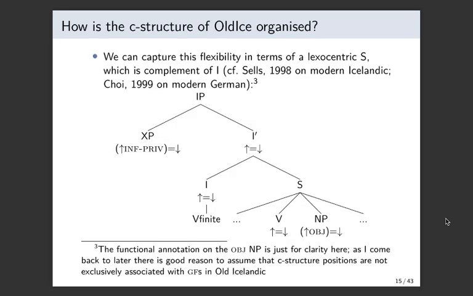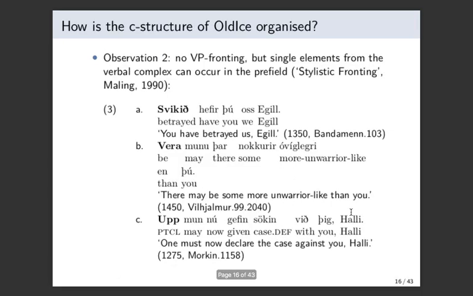But we don't need to resort to endocentricity in LFG, right? We can capture this flexibility in terms of a lexocentric S, which is the complement of I, as shown in the structure here. And we can assume that the order here underneath I of the verb and its object is flexible. So that's the first observation in support of there being no VP constituent.